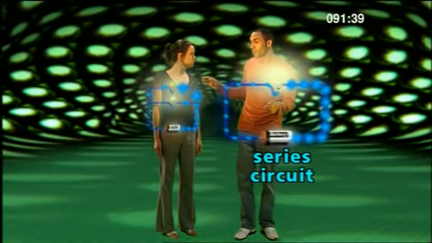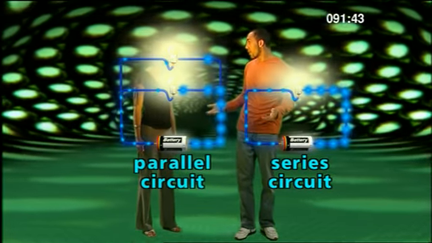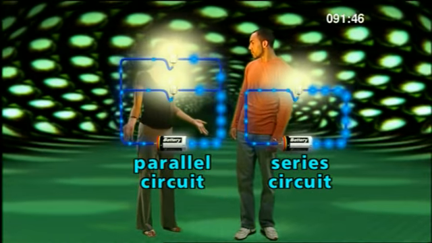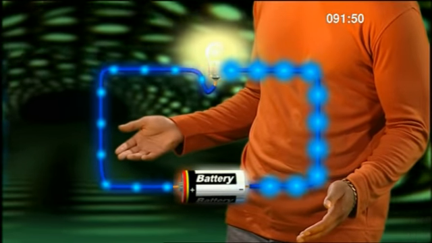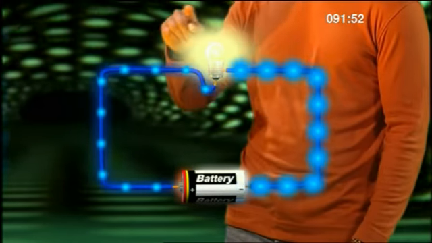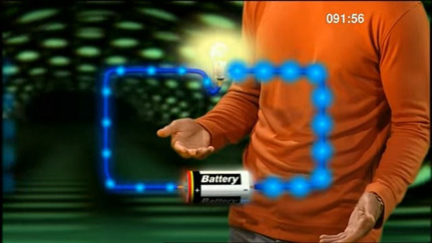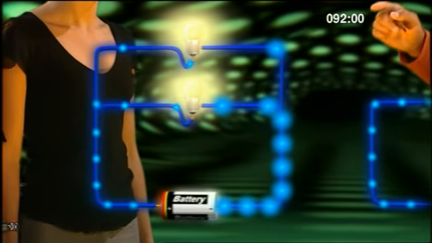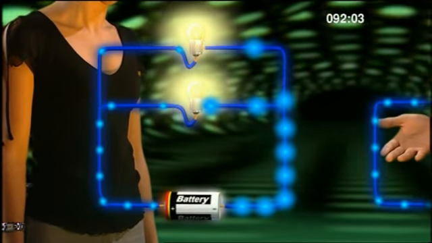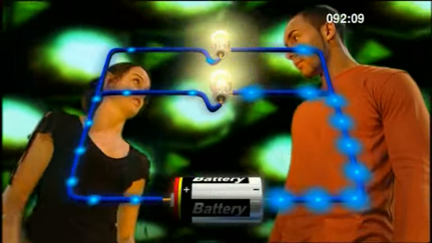But if we change the circuit and put a split in it, like this, it's called a parallel circuit. Hang on, you're going to have to go through that again. Okay, in a series circuit, the electricity has to pass through all the components, one after another, in series. But in a parallel circuit, the electricity has to pass through some of the components at the same time, in parallel. So in a parallel circuit, the current splits to flow through the different parts of the circuit.